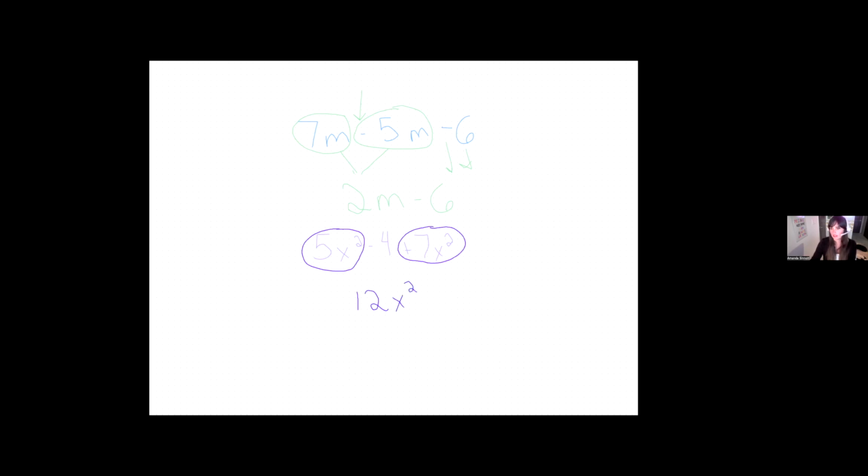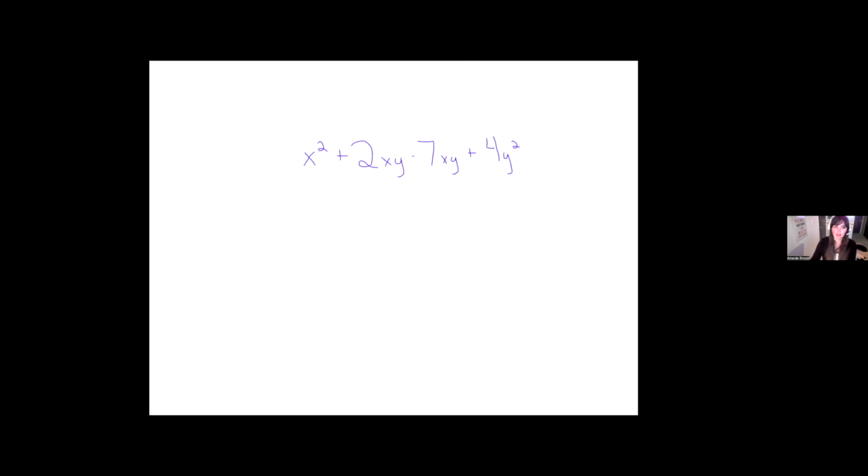And what do we have left right here? Our 4 with the subtraction sign. So we'll just bring that back down here. There you go. Okay, let's look at our next problem here.